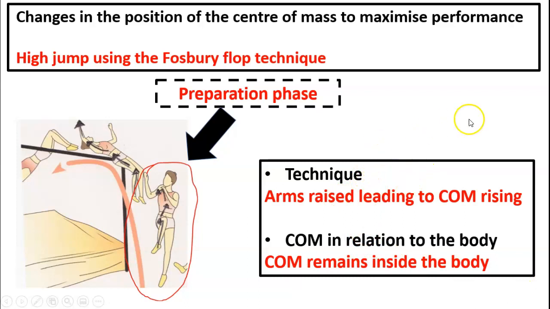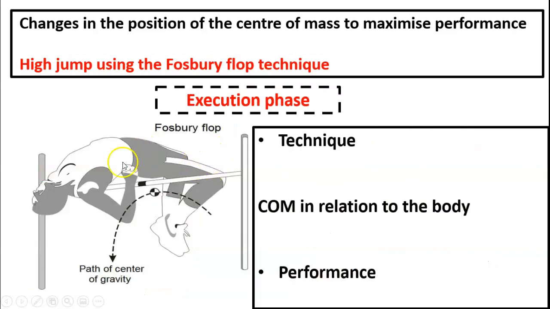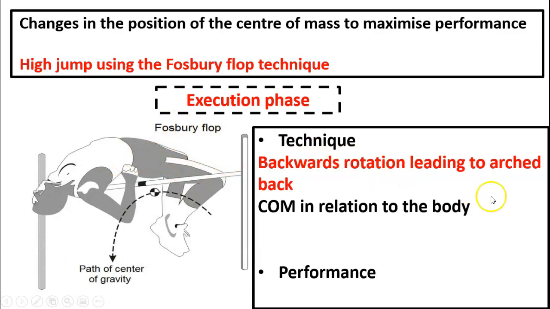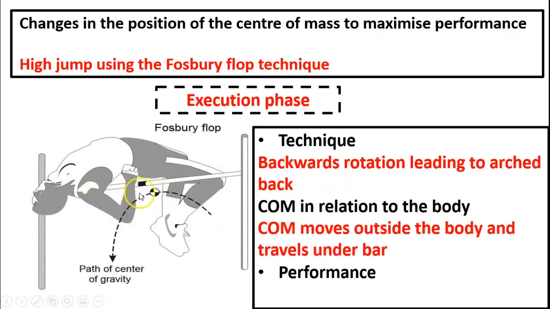So now we're going to move on to the actual execution, or the in-flight part, of a Fosbury flop. So what's the technique looking like here then? You can see on the picture that the technique is a backward rotation to arch our back. So that's our first thing: backwards rotation leading to an arched back. That's the technical thing that's happening. Now what we need to understand is what happens to our centre of mass in relation to the body. In this case, as you can see, the centre of mass now moves outside the body. It's not there anymore, where it was when he was standing up. It now moves outside the body.